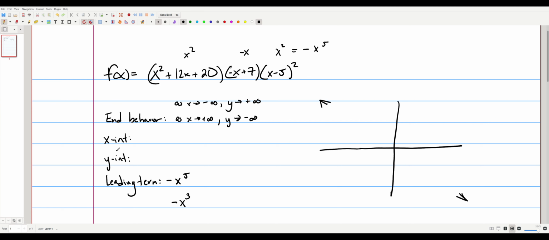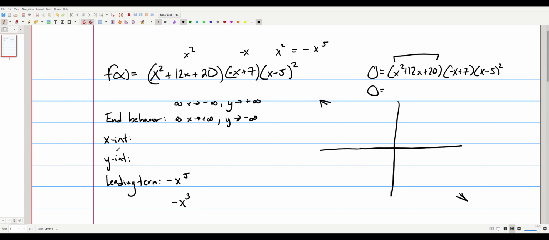So now I need to find my x-intercepts. Well, recall that when we're looking for x-intercepts, we do the same thing we always do. We set y equal to 0, and so I have 0 is equal to x squared plus 12x plus 20 times negative x plus 7 times x minus 5 squared. And so we're going to use the zero product property, but you'll notice that this is a trinomial. So you may have to factor something to be able to find all your x-intercepts.